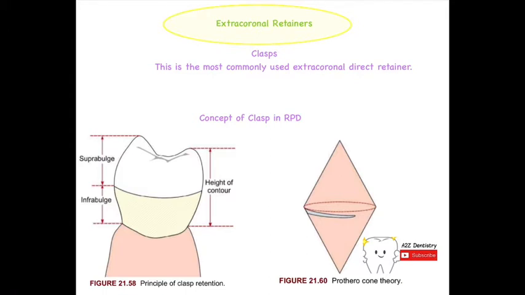So the part which lies above this height of contour was called the suprabulge area, and the part which lies below this height of contour is known as the infrabulge area. And now based upon this, we have two types of clasp, that is either suprabulge or infrabulge type of clasp, which we will be seeing in detail in the upcoming slides. For now, we must understand what this height of contour and suprabulge and infrabulge area mean. I hope I have made that clear.